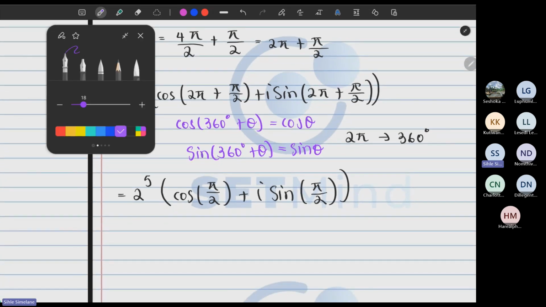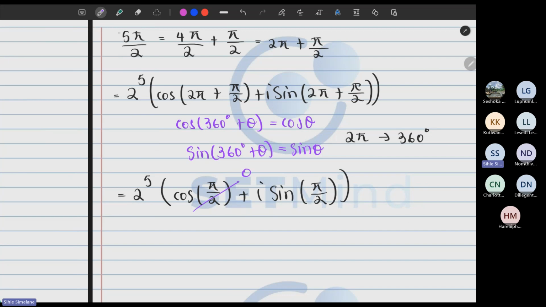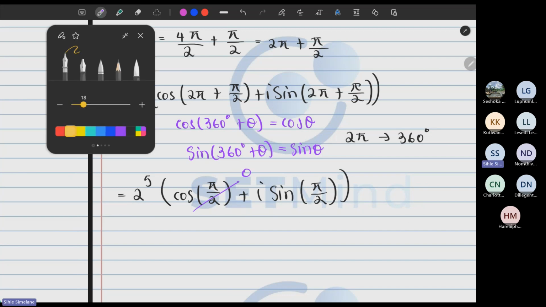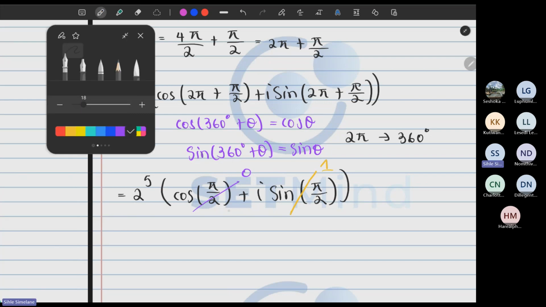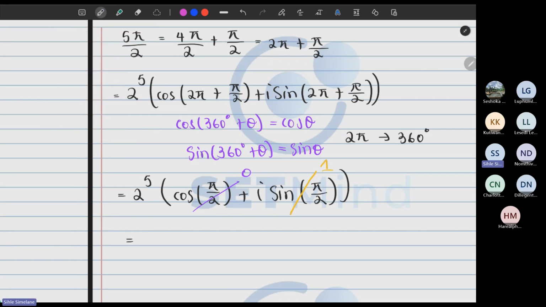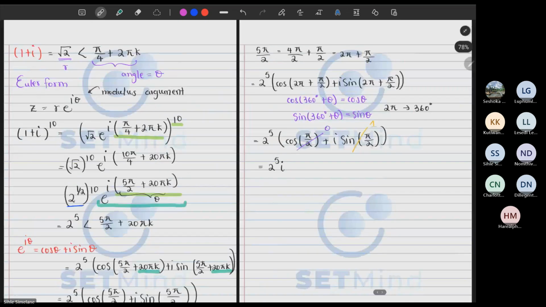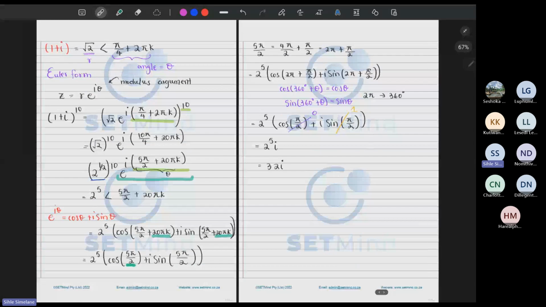Cos of 90, we all know it is 0. And then sine of 90, we all know it is 1. So the 1 will multiply the i, so we'll end up with 2 to the 5 i. And 2 to the 5 is 32. Are you answered? Yes, thank you so much. So this would be 32i.